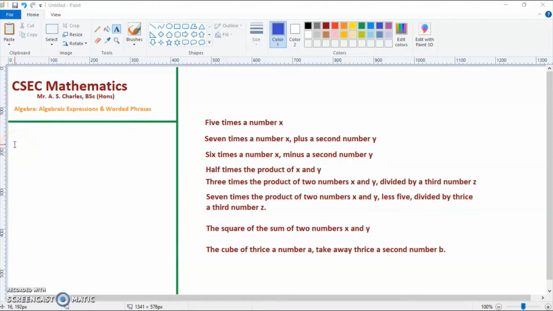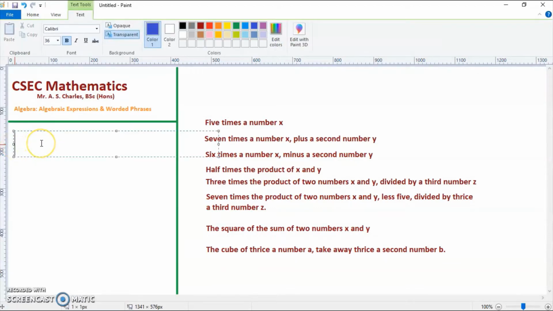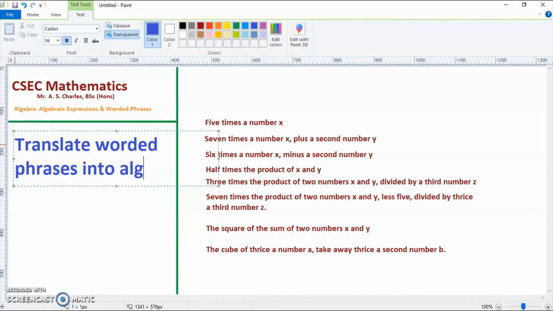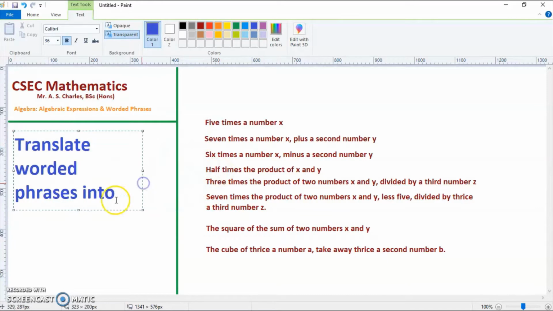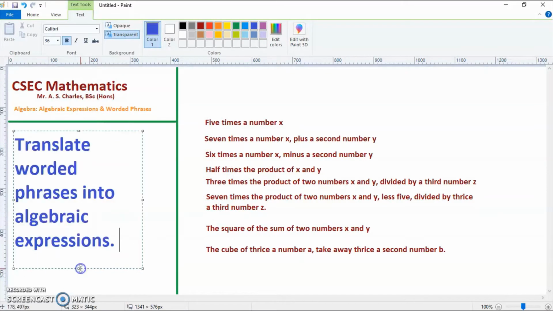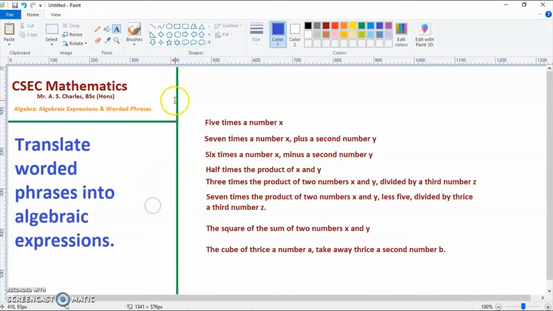Our objective is to translate worded phrases into algebraic expressions. That's our objective for today. And to the right of the screen, we have some worded phrases that I have already written, and we will go ahead and translate those into algebraic expressions.